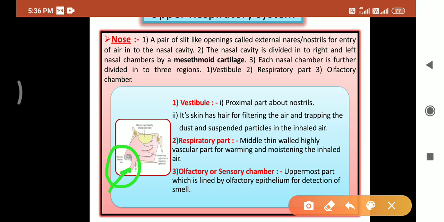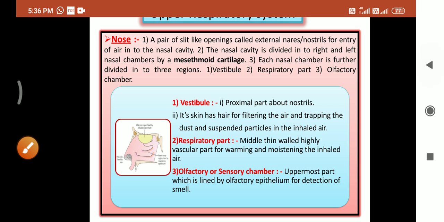When you are inhaling air, it has so many particles, dust particles, pollen grains and so on. These are not required for our body. So this is a very important function of the vestibular region: throw them out and keep them outside. This function is performed by the vestibular region with the help of hairs, right?